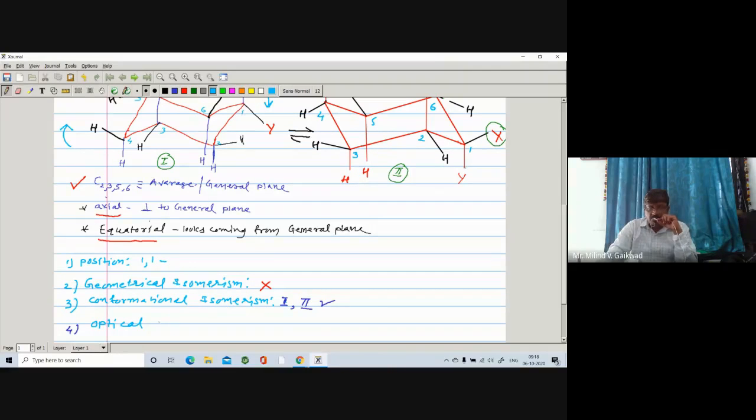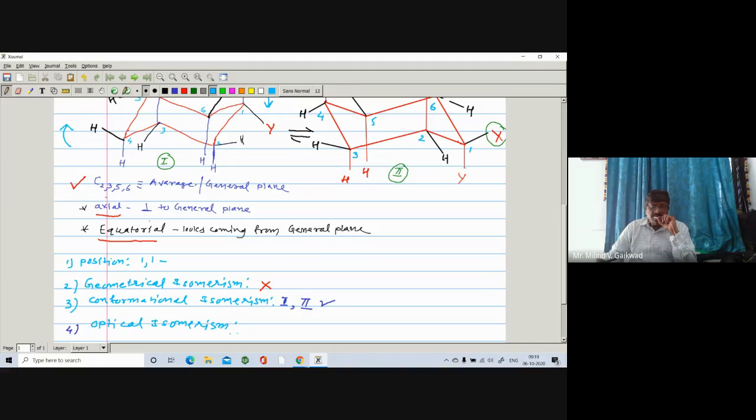Optical isomerism, right? What is meant by optical isomerism? Optical isomers are the isomers which have the ability to rotate the plane of plane polarized light, and such a compound is called an optically active compound. If it rotates towards the right, it is called dextrorotatory, and if it rotates towards the left, it is called levorotatory, right?